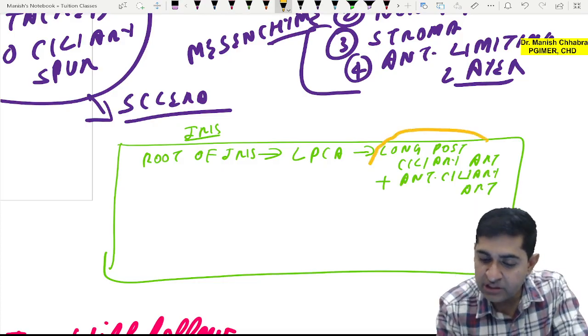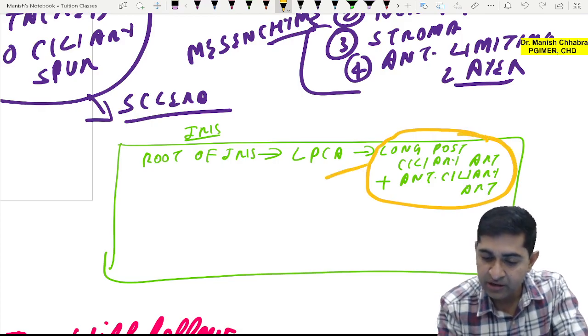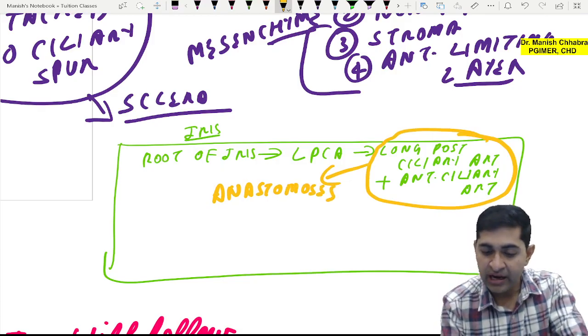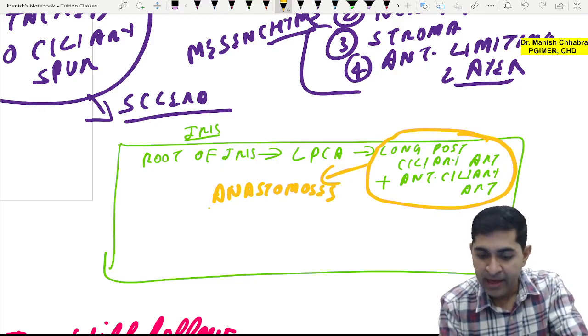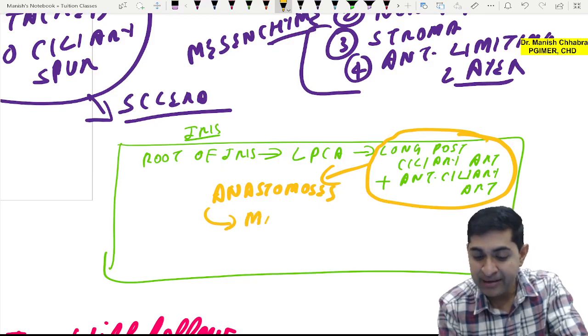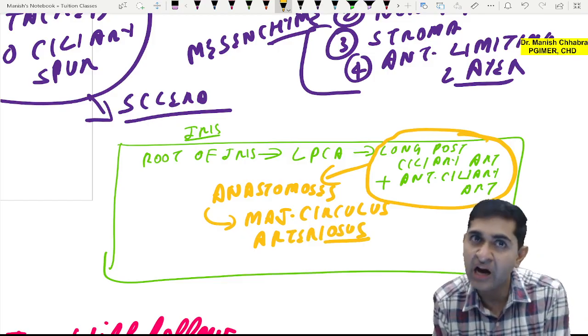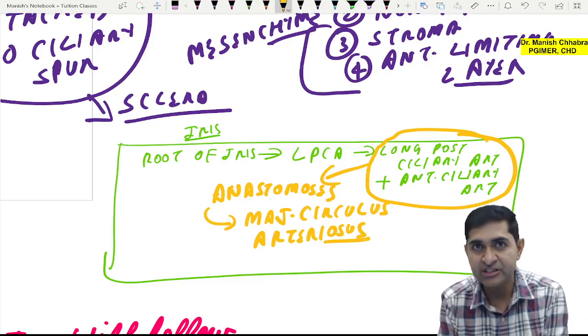So both of these vessels are forming an anastomosis, and this is known as the major circulus arteriosus. Major circulus arteriosus. Is it understandable?